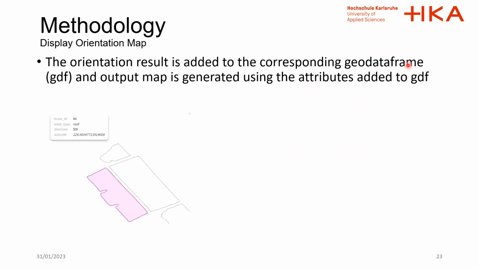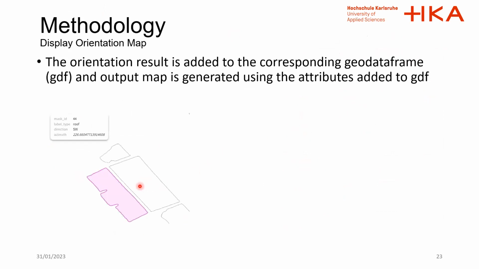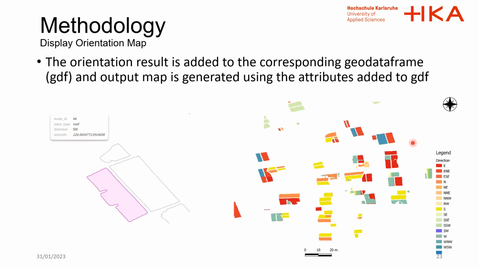After that, we have added this orientation information in the GeoDataFrame and shown it like in the figure. When we click on this roof, we can see that it's southwest, and if we click on this, we can see its values. So the azimuth will be this value. We can determine the azimuth and orientation by using this method. So this will be our output. This is east, this is west, this is north, this is south.